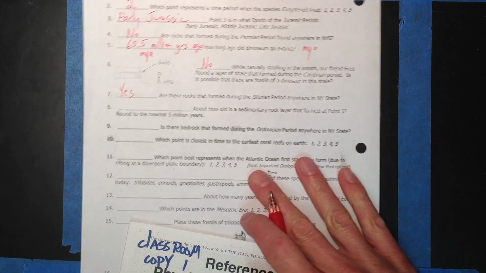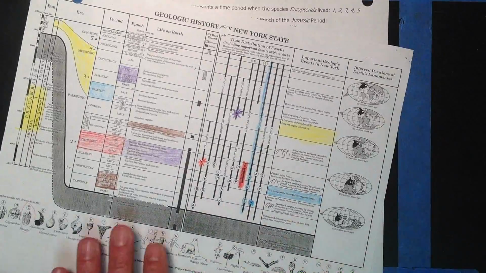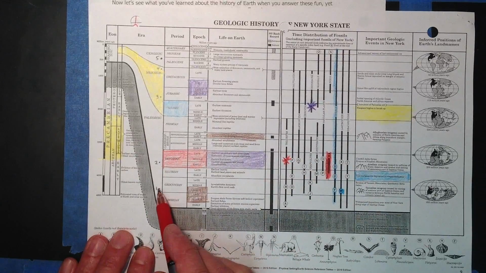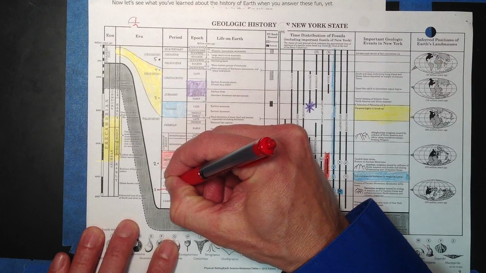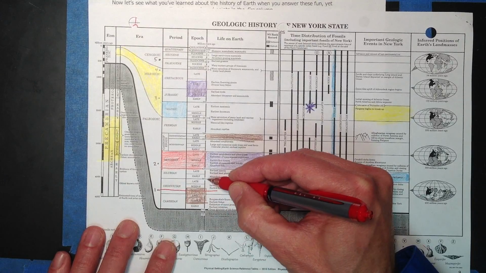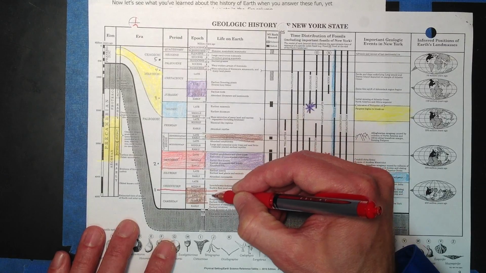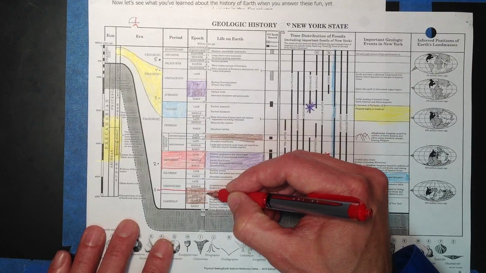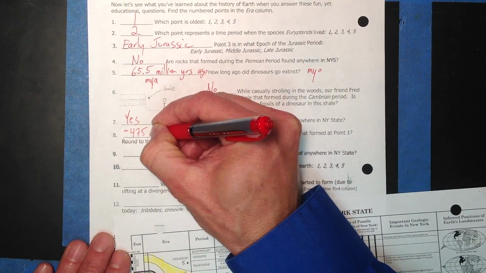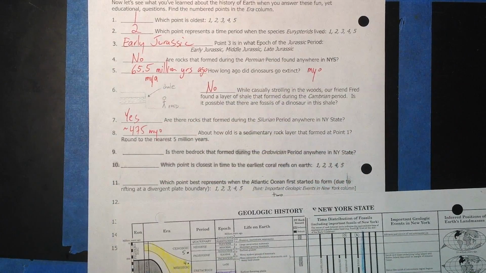8. About how old is a sedimentary rock layer that formed at point 1? Round to the nearest 5 million years. So let me see. At point 1, about how old is it? I want to go right across here. Now I'm estimating here. It's a little hard to estimate. I'm about there. So it's younger than between 488 and 444. If I had to estimate here, I would put maybe 475, maybe 470. Not 488 though. It's not there. So it has to be maybe 475 plus something like that. So I'll say about 475 million years old. Okay, and there's a 5 million year leeway there.